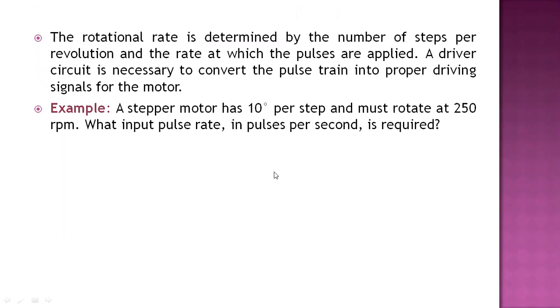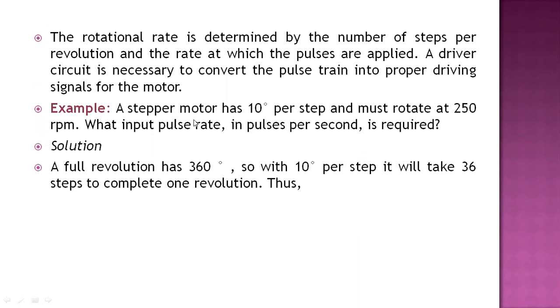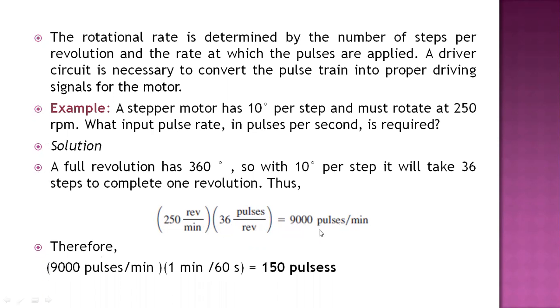One example: a stepper motor has 10 degrees per step and must rotate at 250 rpm. What input pulse rate in pulses per second is required? A full revolution has 360 degrees, so with 10 degrees per step, it will take 36 steps to complete one revolution. Thus, 250 revolutions per minute times 36 pulses per revolution. Revolutions cancel out and you get 9,000 pulses per minute. Therefore, converting to pulses per second, it will be 150 pulses per second.